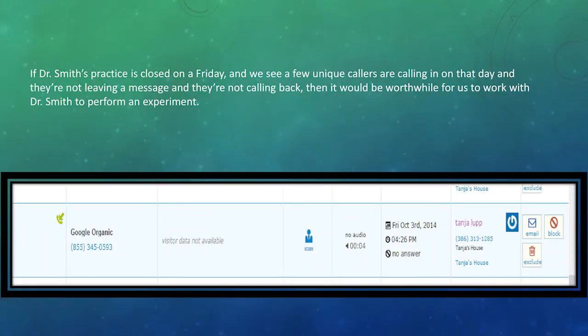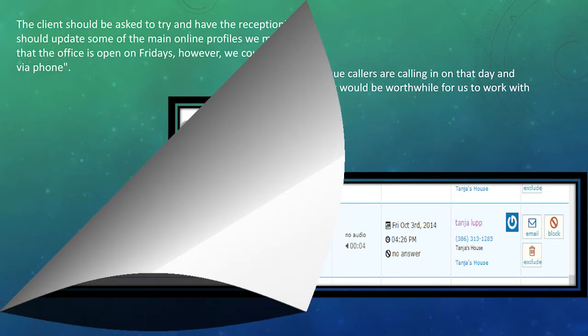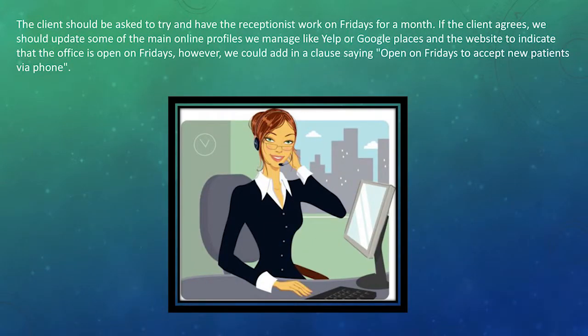For example, if Dr. Smith is closed on Friday, but we see a few unique callers are calling in that day, and they are not leaving a message, and they're not calling back, then it would be worthwhile for us to work with Dr. Smith to perform an experiment. The client should be asked to try and have the receptionist work on Friday for a month.